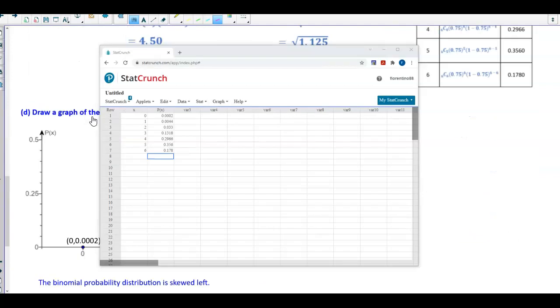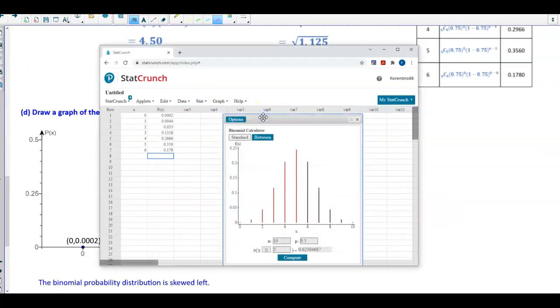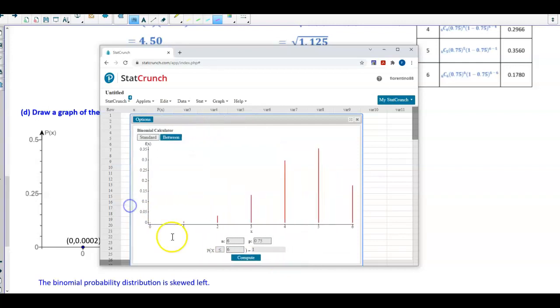So now if we want to graph this, we're going to go to calculators, and then go to binomial. And we have to put in what we have for our probability. We know that n is equal to 6. We know that our probability is 0.75. And we want to make sure it's going to be less than or equal to 6. So now when we compute this, we can see what our graph looks like.